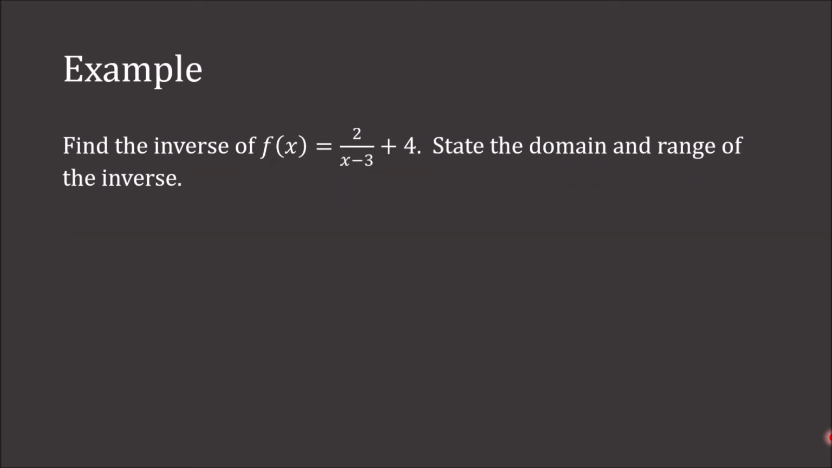We now use this fact to determine the inverse of a function. So find the inverse of the function 2 over x minus 3 plus 4. Now the first thing we should do is verify that this will even have an inverse, and we can do this by seeing if it's 1 to 1. Throughout this course, we're going to assume that every function we're working with will be defined in such a way that it is onto.